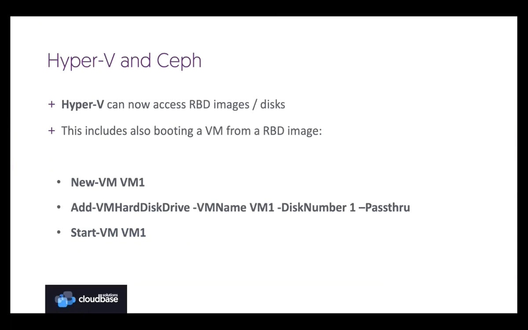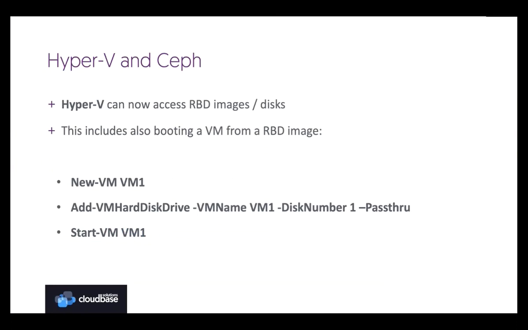Hyper-V can now access the RBD images in the form of disks, of course, which means that you can also boot a VM directly from an RBD image. You can see there are a bunch of PowerShell commands that you can use just to create a VM, add a hard disk drive that comes from there, and start a VM.